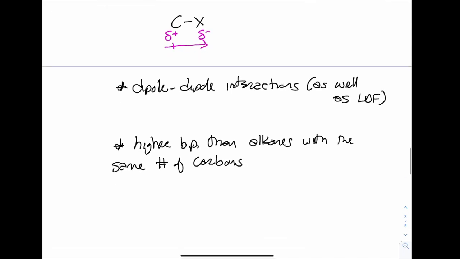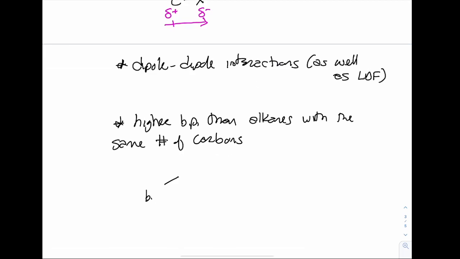So if I wanted to compare ethane, just 2 carbons, its boiling point is negative 89 degrees Celsius. And if I wanted to compare that to 1-bromoethane, this one is 39 degrees Celsius. So at room temperature, ethane is a gas. My bromoethane is a liquid.